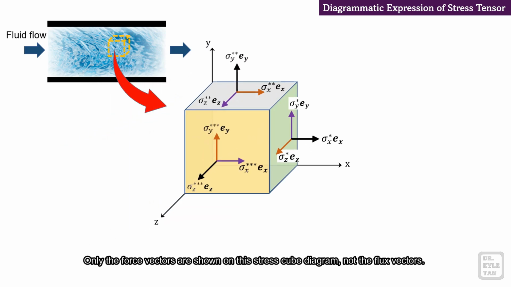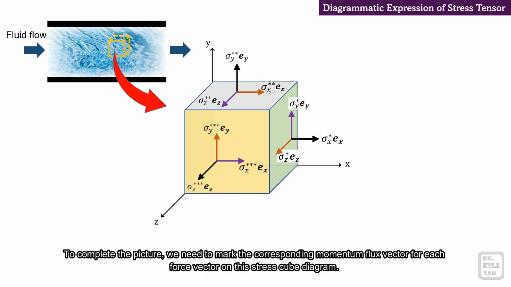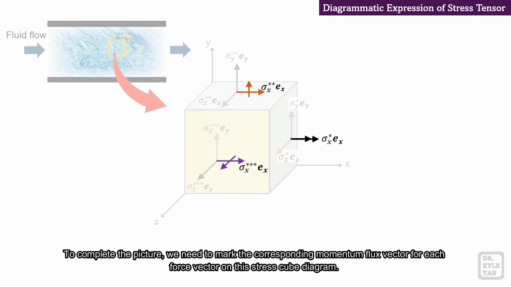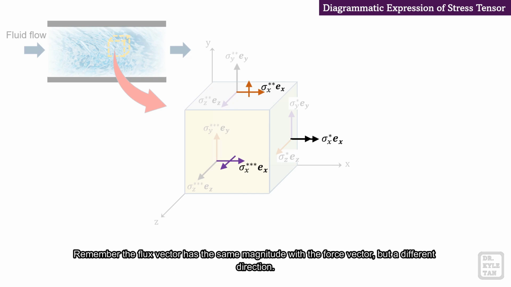Only the force vectors are shown on this stress cube diagram, not the flux vectors. To complete the picture, we need to mark the corresponding momentum flux vector for each force vector on this stress cube diagram. Remember, the flux vector has the same magnitude with the force vector, but the different direction.